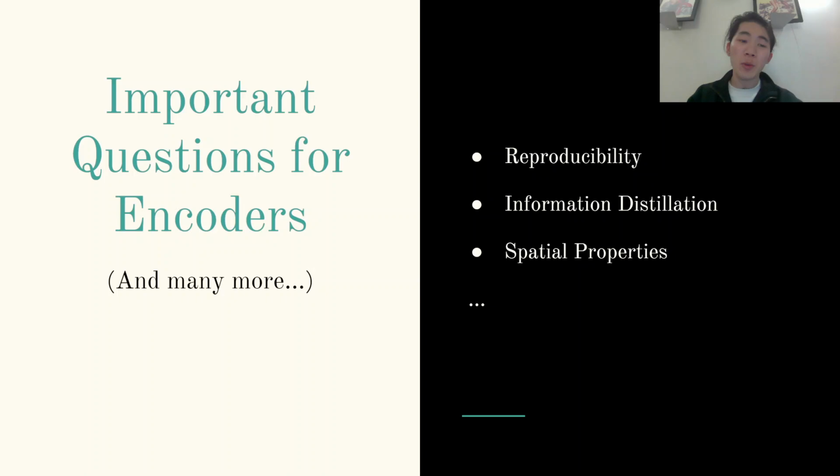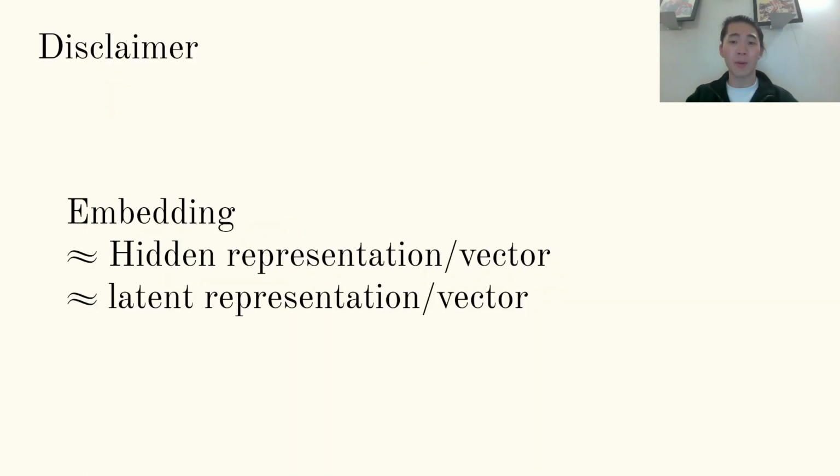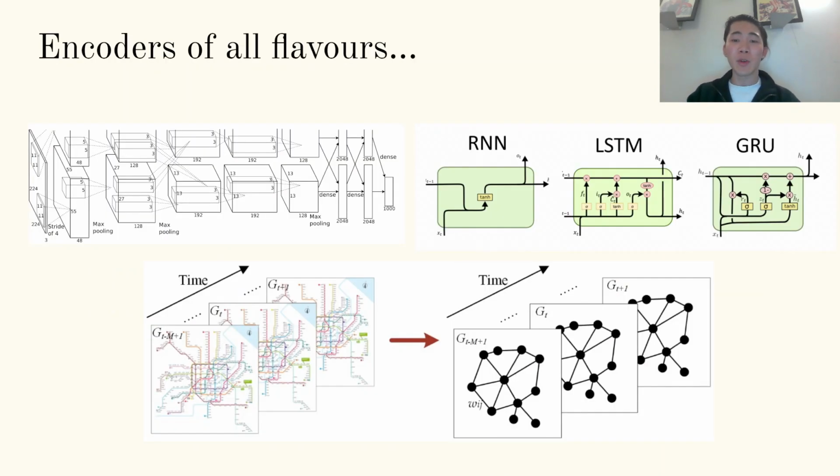Here are some of the important questions to ask about encoders, which is reproducibility, its ability to distill information, and its ability to capture spatial properties. There's obviously a lot more, but these are the starting points that I want you to start thinking about. Now, I will be using these words interchangeably, so I'll say embedding, hidden representation, latent representation. They all mean the same thing. It's just that vector that you saw the image get mapped to or the text get mapped to. So you have a bunch of different types of encoders.